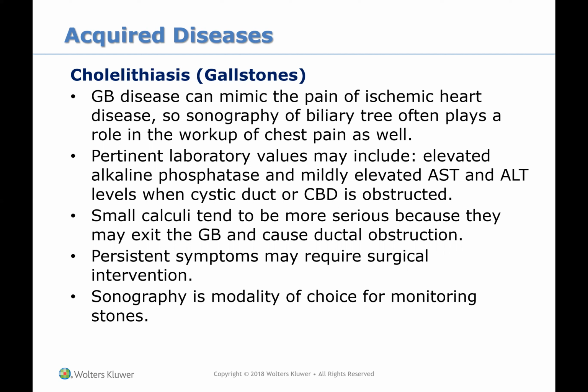Elevated alkaline phosphatase and mildly elevated AST and ALT levels occur when the cystic duct or CBD is obstructed. Small calculi tend to be more serious because they may exit the gallbladder and cause ductal obstruction, and persistent symptoms may require surgical intervention. A lot of people get their gallbladder removed because of stones.